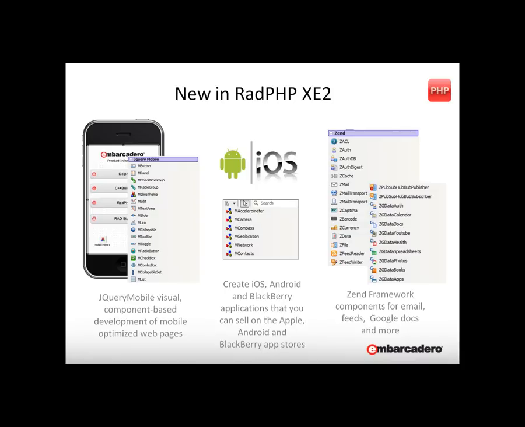And in addition to the jQuery mobile and PhoneGap features we just saw, RadPHP XE2 also adds additional Zend framework components for email, feeds, Google Docs, and so much more.